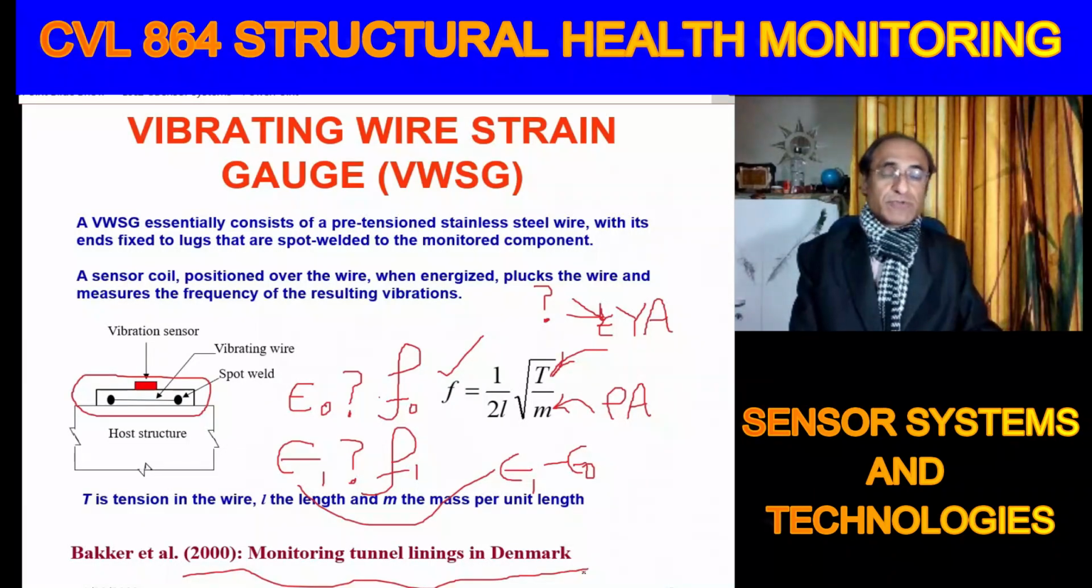Now this is the difference between the electrical strain gauge and the vibrating wire strain gauge. So this is suitable for long-term monitoring. But long-term monitoring, what? Dynamic or static? Static. Why? Because it uses the principle of vibration itself.